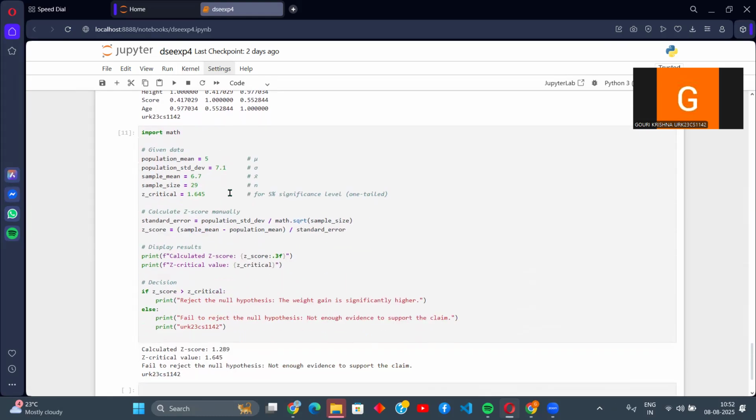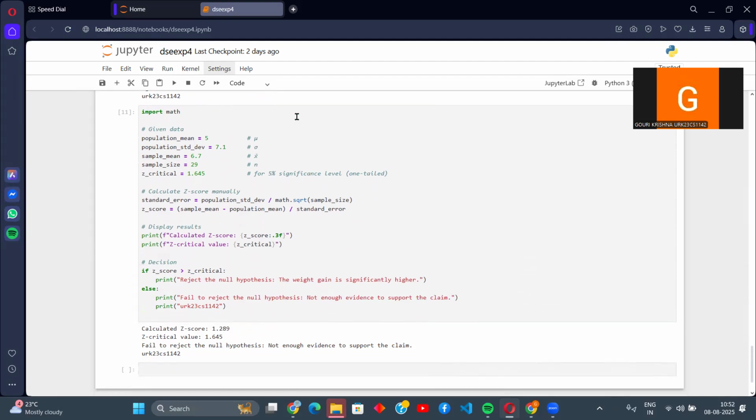And the last question, the 10th one, is a one-tailed z-test for weight gain. Here we are given the population mean, the population standard deviation, sample mean, and sample size. It calculates the Z score to test if the sample mean is significantly greater than the population mean. Z score equals sample mean minus population mean, divided by the standard error. It compares the Z score with the critical Z value for 5% significance, one tail.